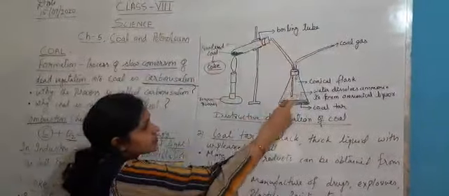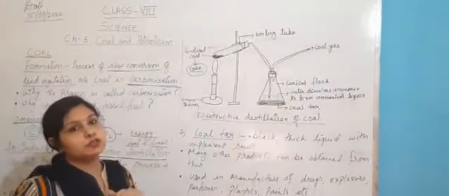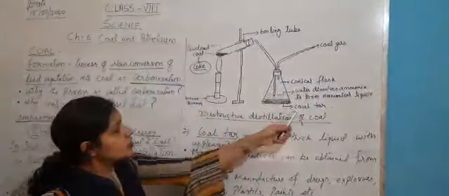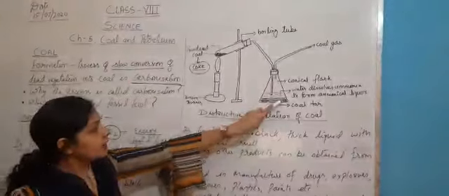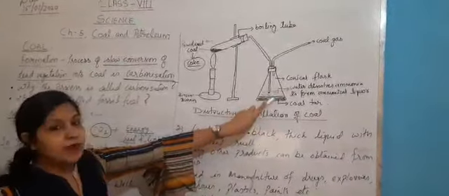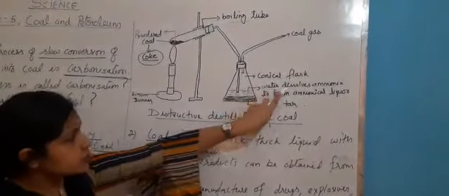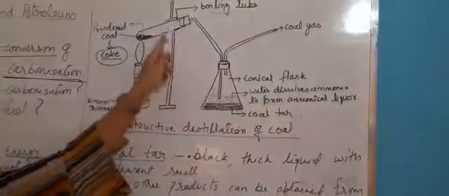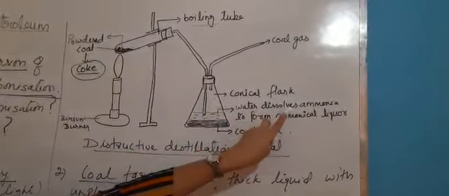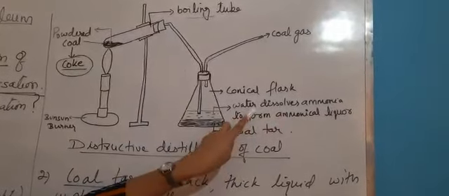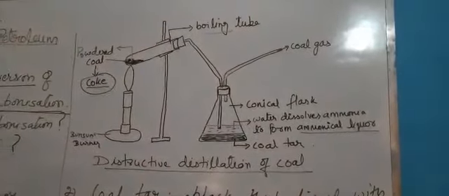Okay, a gas is produced, and along with that, a substance is also produced. That substance is coal tar, which is a thick liquid obtained at the bottom of the conical flask. It is black in color. Above that we get water which dissolves ammonia. That means ammonia is also released from this destructive distillation. This ammonia, when it dissolves in water, is called ammonical liquor, which is also very important.